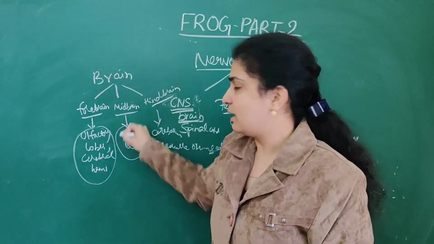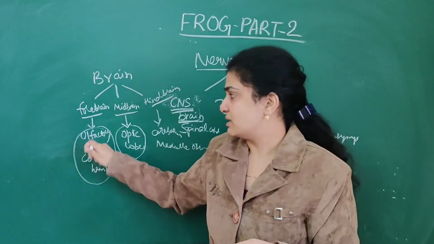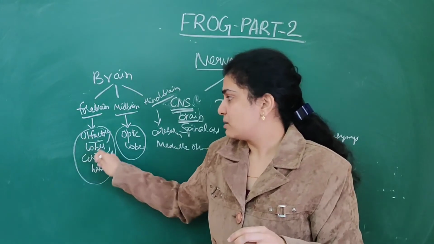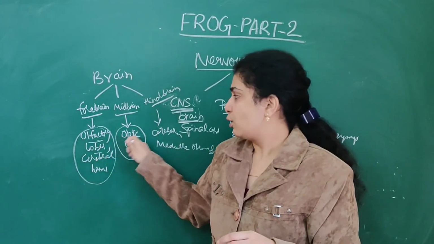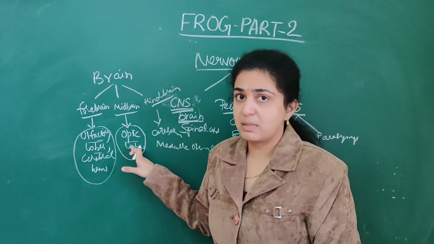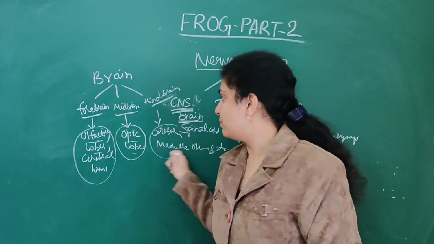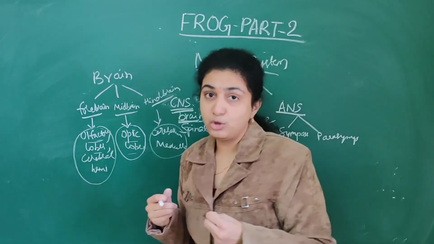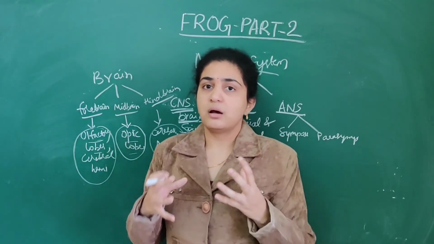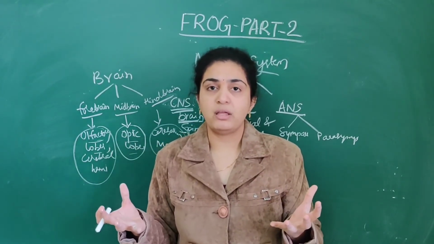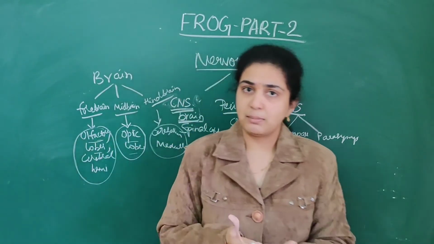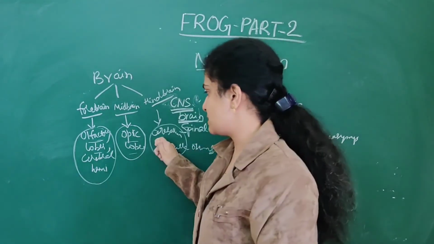When it comes to midbrain, only optic lobes are present. Olfactory lobes, that is related to smell. Optic lobes, that is related to eyes, smell as well as eyes in the midbrain. When it comes to hindbrain, cerebellum as well as medulla oblongata are present. Cerebellum helps in balance of our body, equilibrium. For them also balance is required. So that is about cerebellum and medulla oblongata.